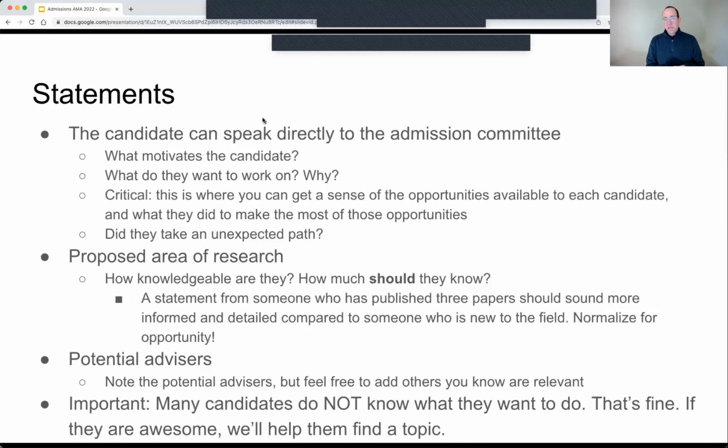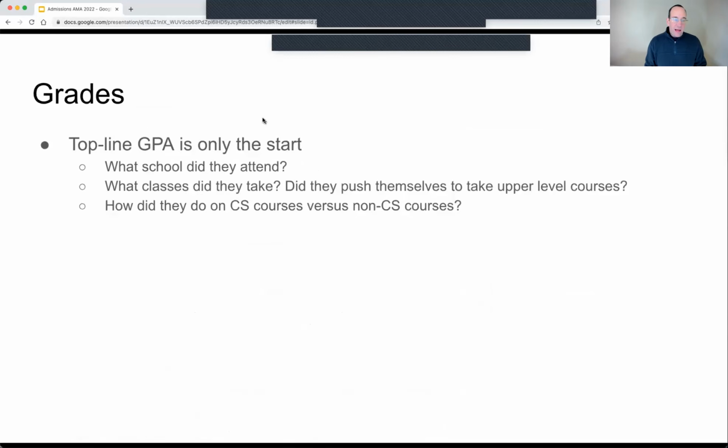And then it's important: many of our applications come from candidates who don't know what they want to do, and that's fine. If you're awesome, then we'll want you to come to our program and we'll help you figure out what you want to do, right? So you don't have to have everything figured out. That is fine.